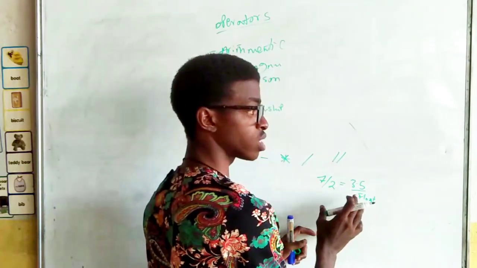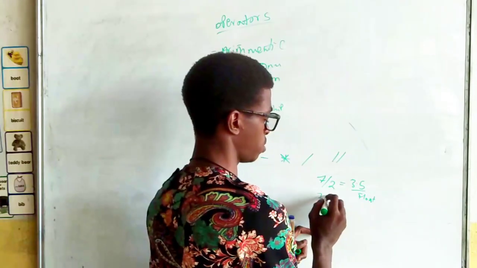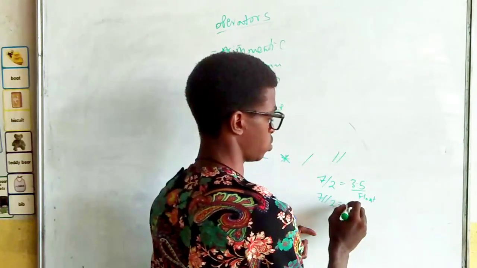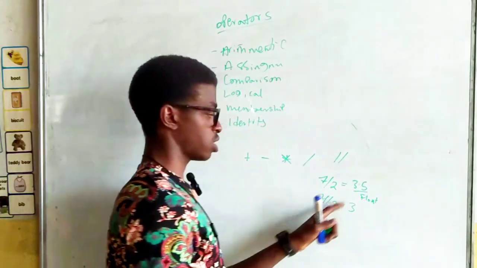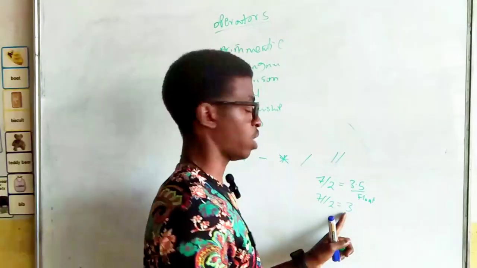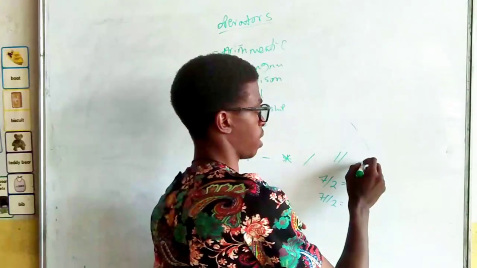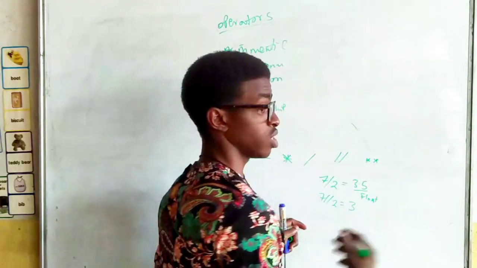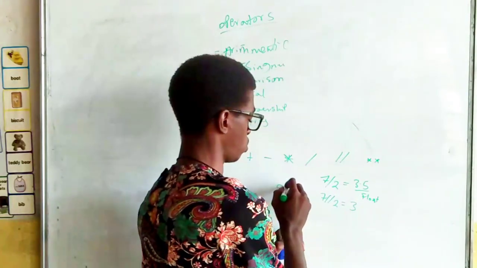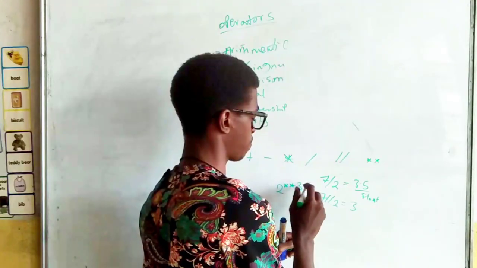So let's say you don't want a float data type, so you say 7 double-slash 2, then it's going to give you 3. It doesn't care about the decimal point. It's just going to give you an integer as a result. So that's the meaning of this double slash. Then we have double asterisk, which means power. If I say 2 double asterisk 3.